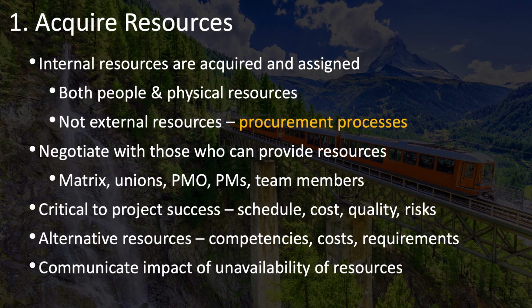You may need to look for alternative resources and live with different competency levels or different costs or different requirements, and make adjustments to your project accordingly. If you find that you can't get the resources you wanted or needed, you'll need to make sure you communicate the impact of these effects to your stakeholders.